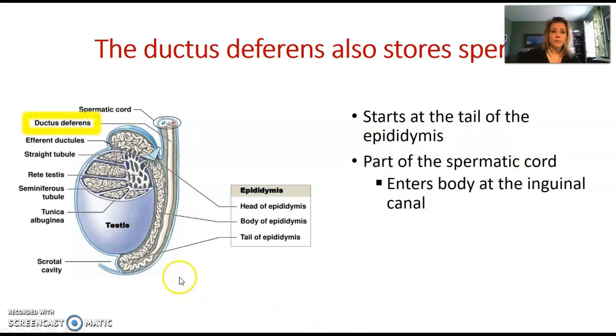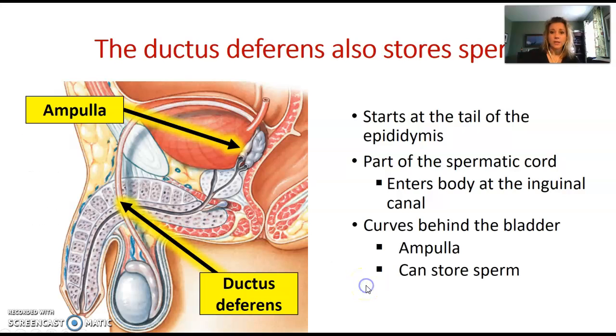All right, so the vas deferens, also called the ductus deferens, is going to start at the tail of the epididymis, right down here at the bottom. This is where you're going to have some sperm storage, and it is the vas deferens that is part of the spermatic cord. It's going to enter the body via the inguinal canal.